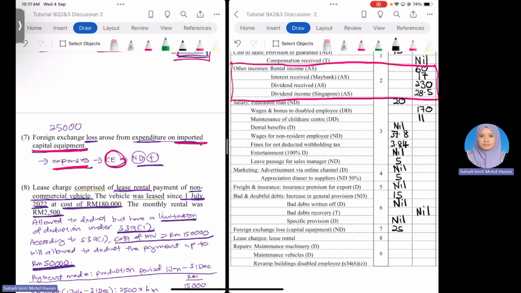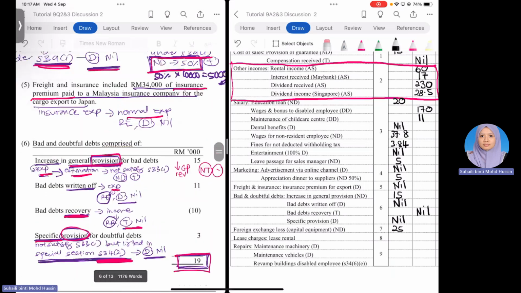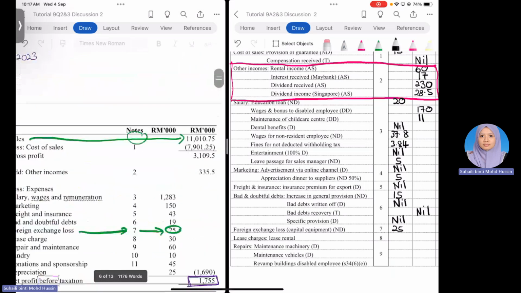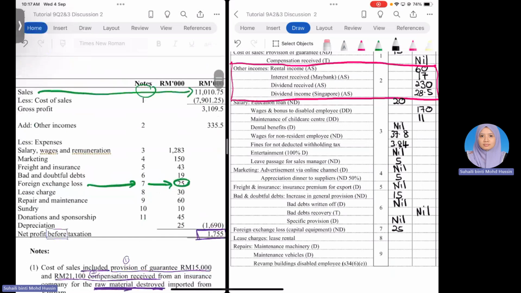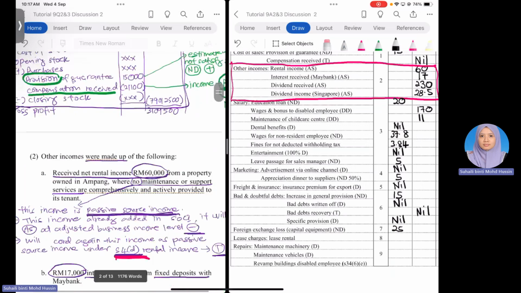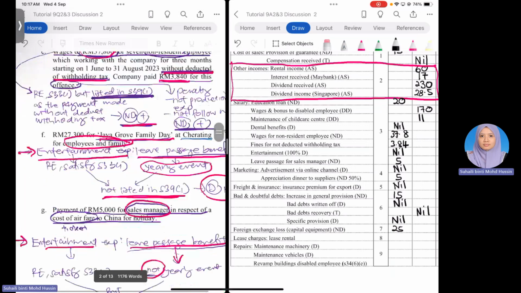Okay, number 7 done. Now we go for number 8. We have lease rental, or lease charges, 30,000 ringgit. So how to get 30,000 ringgit?